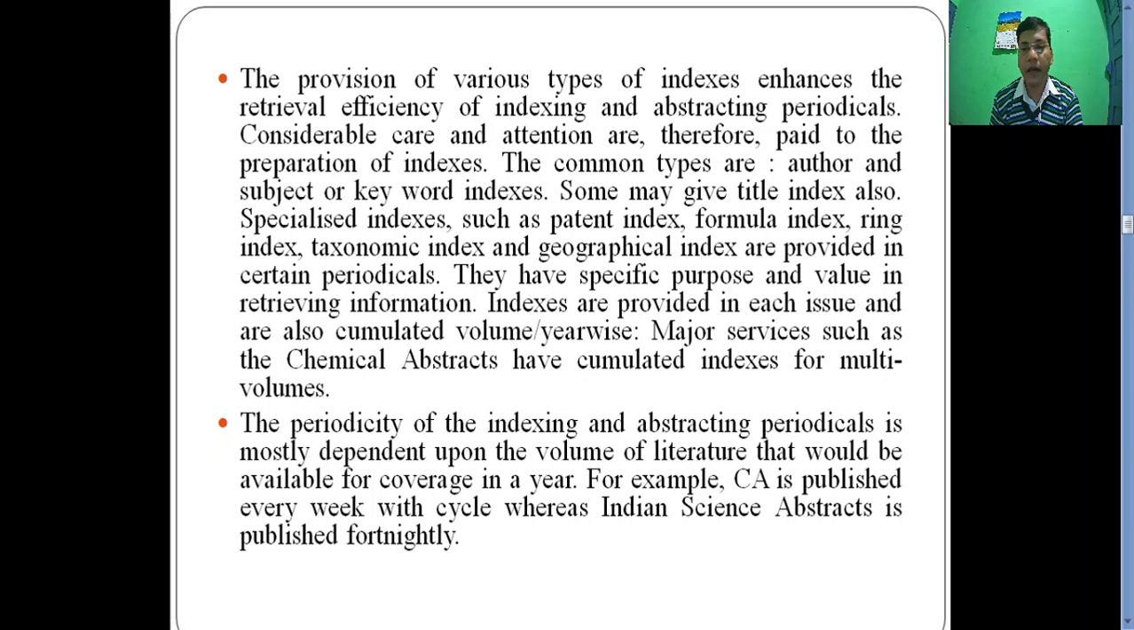Indexes are provided in each issue and are also cumulated volume year-wise. Major services such as the Chemical Abstracts have cumulated indexes for multi-volume. The periodicity of the indexing and abstracting periodical is mostly dependent upon the volume of literature that would be available for coverage in a year. For example, Chemical Abstracts is published every week with cycle, whereas Indian Science Abstracts is published fortnightly.